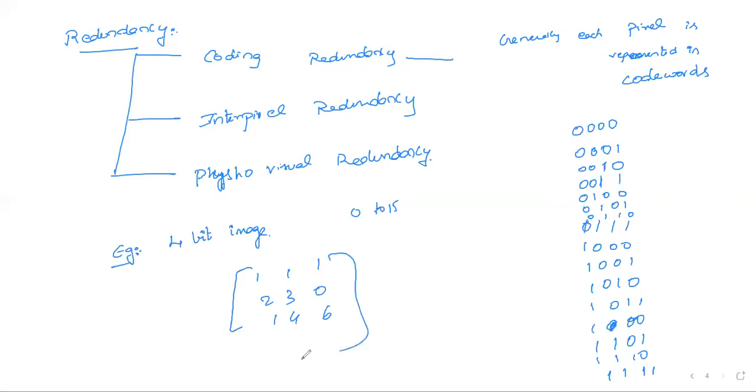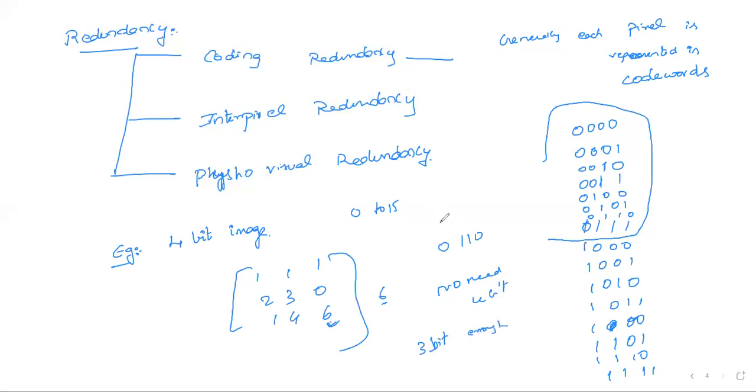Okay, have you observed here the maximum value is 6, right? The maximum value is 6. So 6 binary value is 0110. So observe here. To represent 6, we don't need 4 bits. 3 bits are enough. If you remove the last bit, there is no loss of information, right?